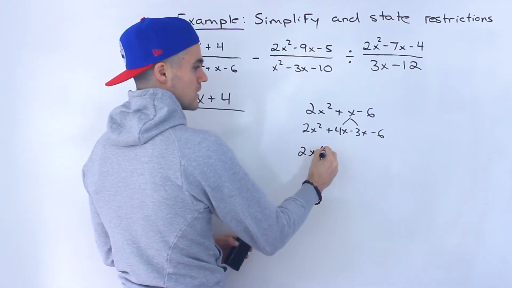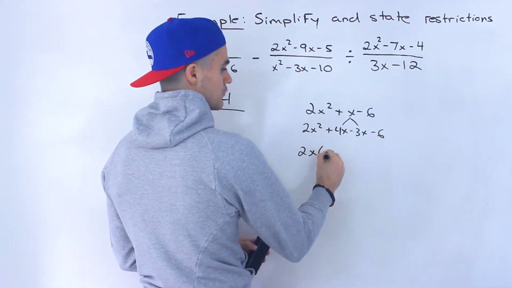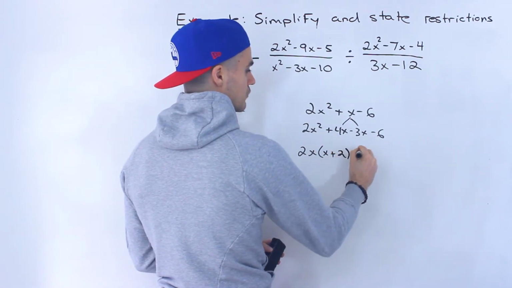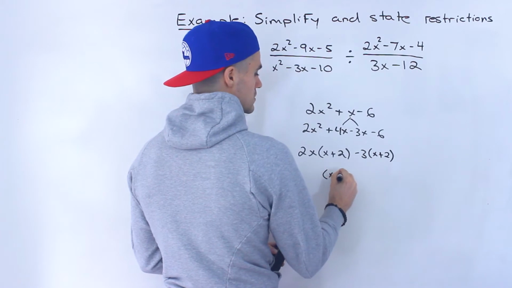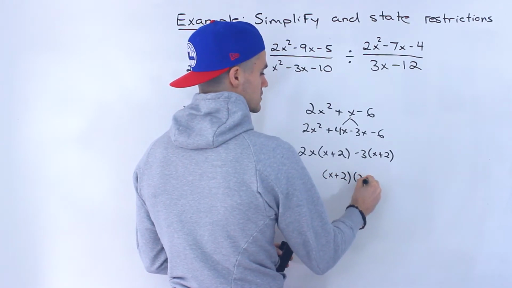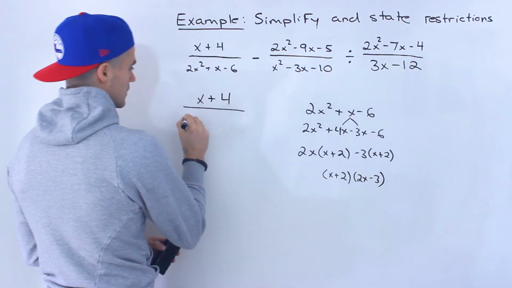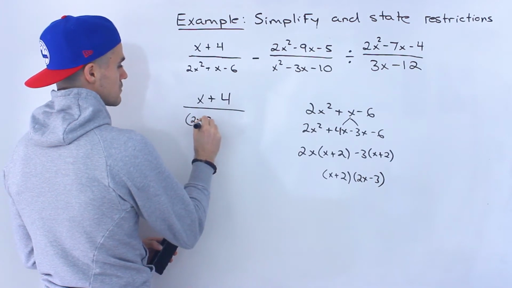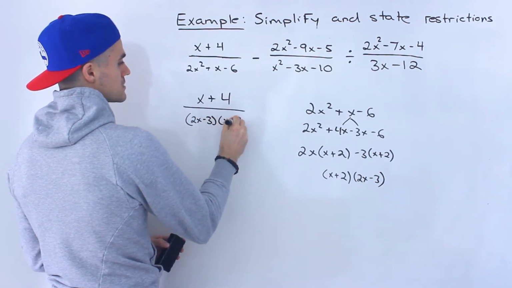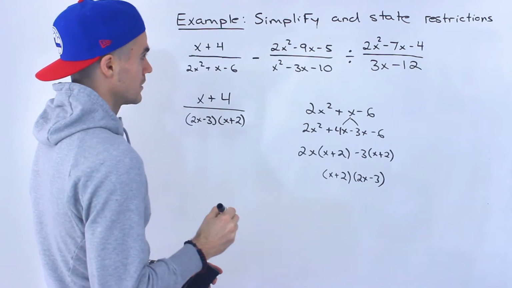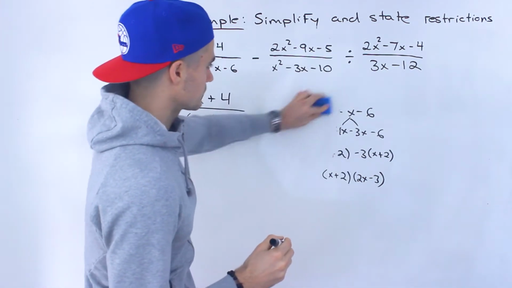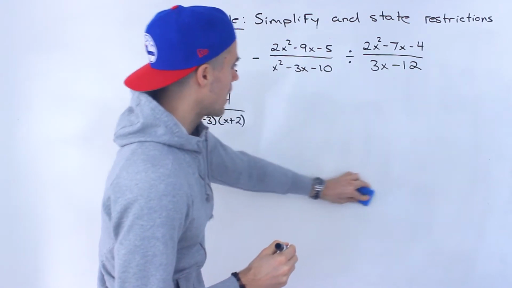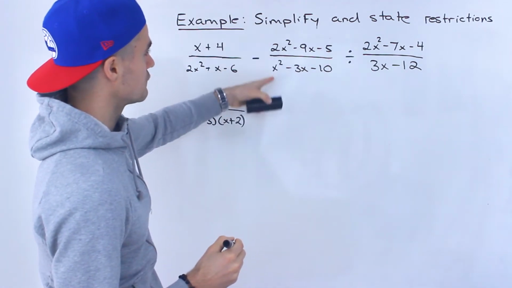Then we can take out a 2x from both of these, so we'd be left with x plus 2. Then we can take out a negative 3, and we have x plus 2. Then we can take out an x plus 2, and we'll have a 2x minus 3. So we would have 2x minus 3 times x plus 2 in this denominator. And then from here, applying that same methodology, notice that we can factor both of these.